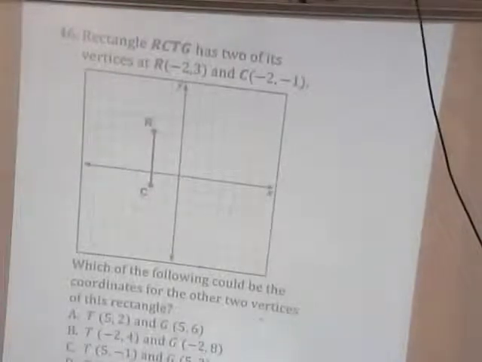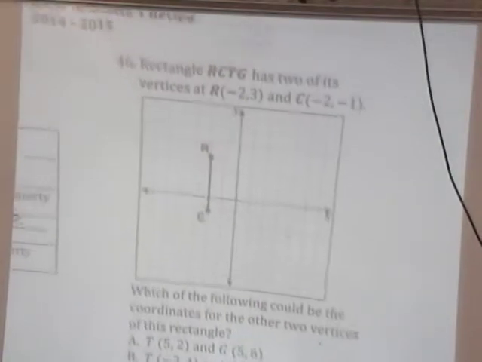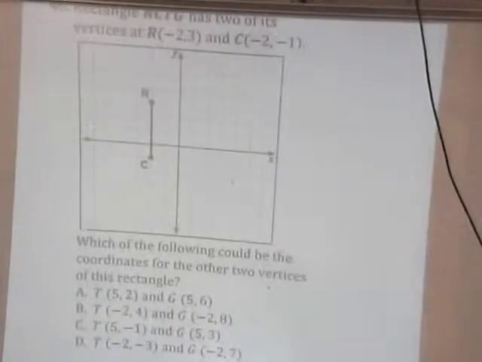Rectangle RCTG has two of its vertices, R and C. Which of the following could be coordinates for the other two vertices? This is number 46. Which of the following could be two coordinates for the other two vertices?